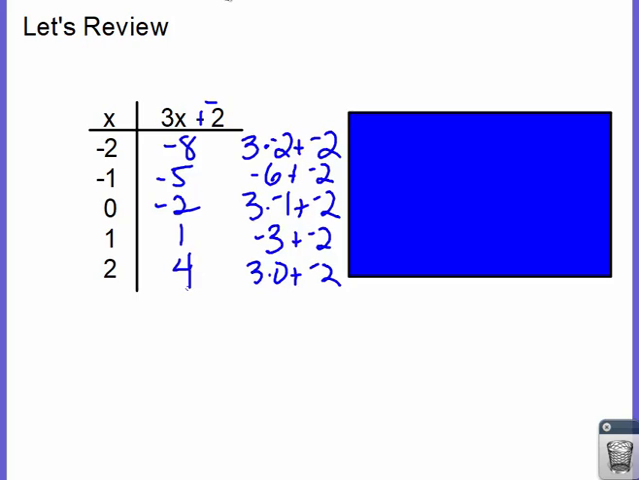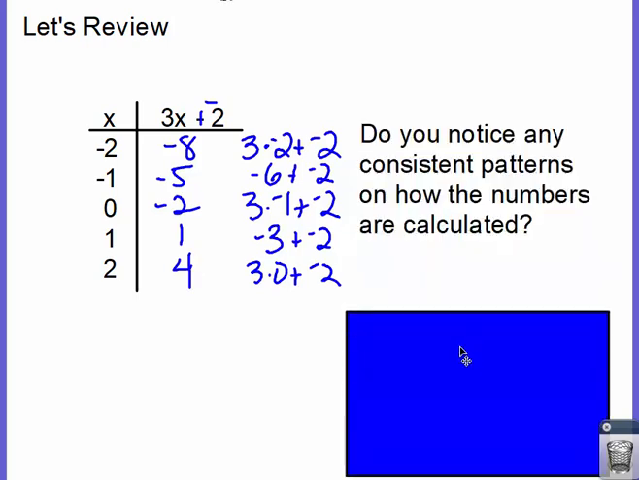Now, my question is then, do you notice any consistent patterns on how the numbers are calculated? Do you notice anything about the patterns that are in this t-chart and the numbers in this expression? Okay, well, I'm hoping what you see right now is that we are increasing by 3 each time. So we're adding 3 each time. Well, there is a 3 in this expression right here. So I need you to begin making the connection. I'm wondering, does that number and that number have anything to do with each other?